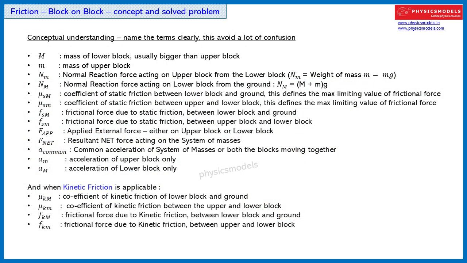I want to present the naming convention which I request you to follow so that you can solve all kinds of problems of block on block equally easily. The upper block I've called small m, the lower block capital M. Accordingly, all the frictional forces have a subscript of small m or capital M. The external applied force is named F_ap and the net force is named F_net. The common acceleration is A common, and so on.